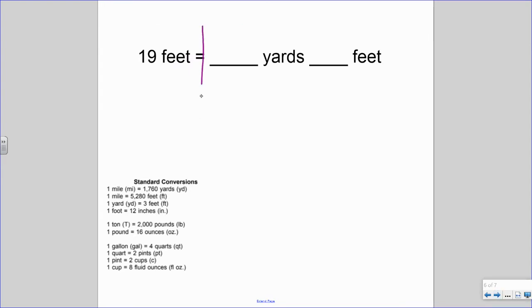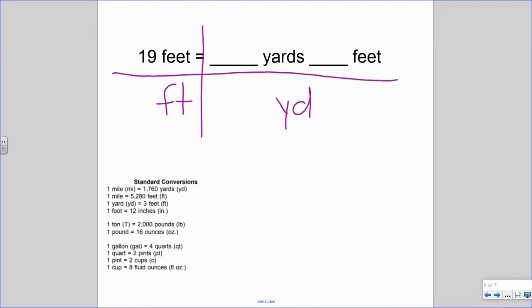Let's say that we have a snake that is 19 feet long. Is that even possible? Maybe it is. And we want to figure out how many yards that snake is. I don't even know if that's humanly possible. So we're going to change feet into yards. And I know that 1 yard is 3 feet, not 1 foot is 3 yards.